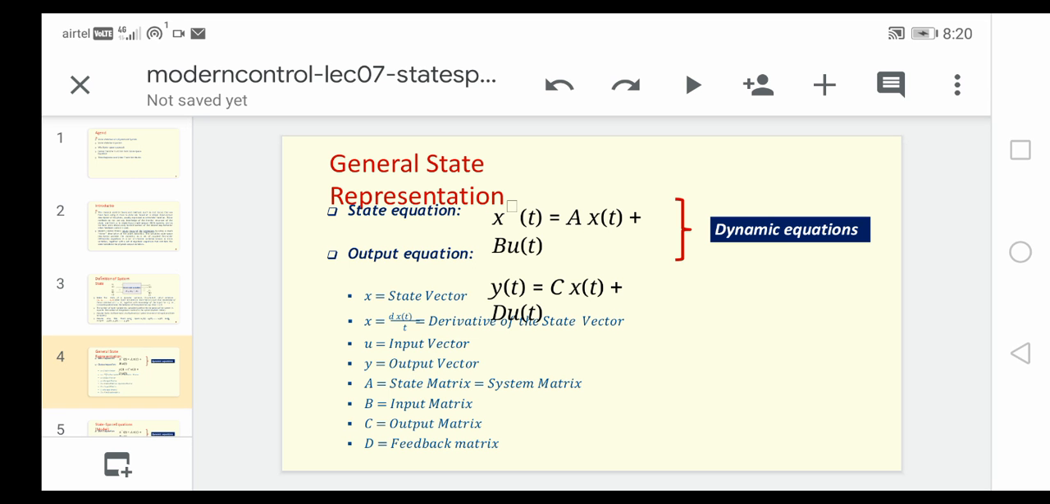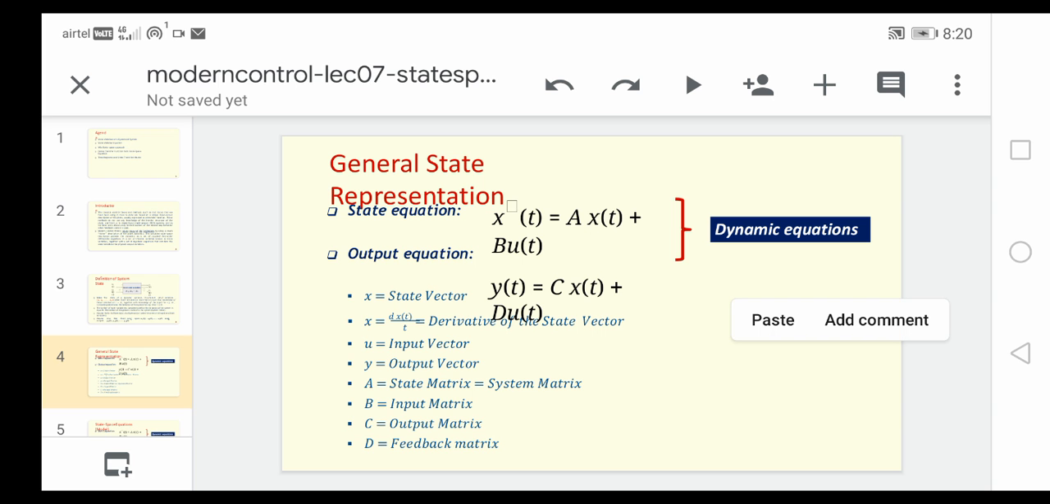From this, what is x? Normally we know x is the state vector. x dot of t is equal to dx of t by dt, which is the derivative of the state vector. That we call x dot of t. x dot of t is equal to dx of t by dt.